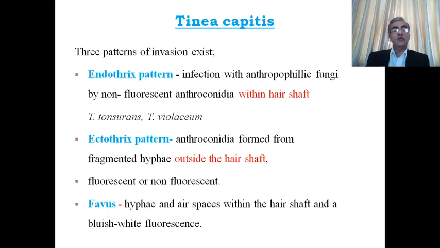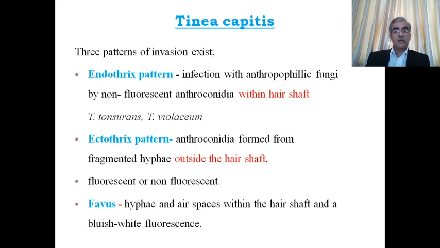So we will show you the slide where the black dot type of clinical picture is because of endothrix pattern of invasion of fungal elements, and commonly caused by Trichophyton tonsurans and Trichophyton violaceum. Whereas ectothrix means the infection is from outside. The outside of the hair shaft is covered with arthroconidia, and both fluorescent and non-fluorescent pictures can be there when we do Wood's lamp examination.